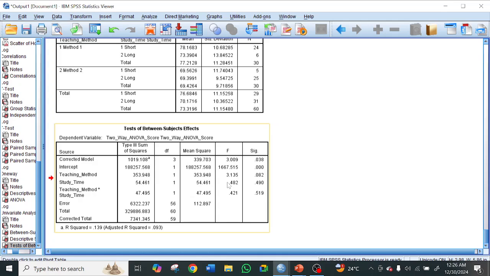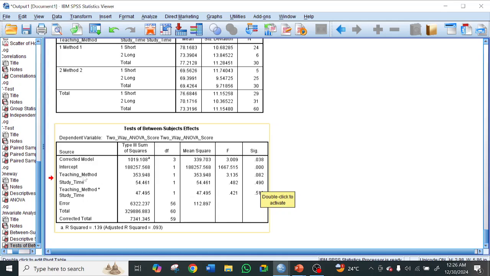Let's start with the study time. The F value for study time is 0.482, and the significance level is 0.490. You can see that the effect of study time on scores is not significant because this is higher than 0.05. So study time is not significant on test score.